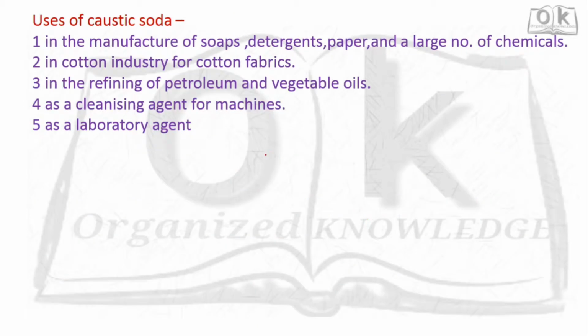Now next, what are the uses of caustic soda? The first use is in the manufacture of soaps, detergents and paper, and a large number of chemicals are formed with the help of this caustic soda. Second, in the cotton industry for cotton fabrics. Third, it is also used in the refining of petroleum and vegetable oils.